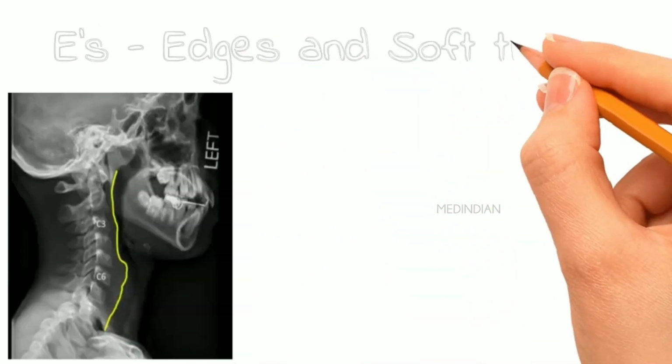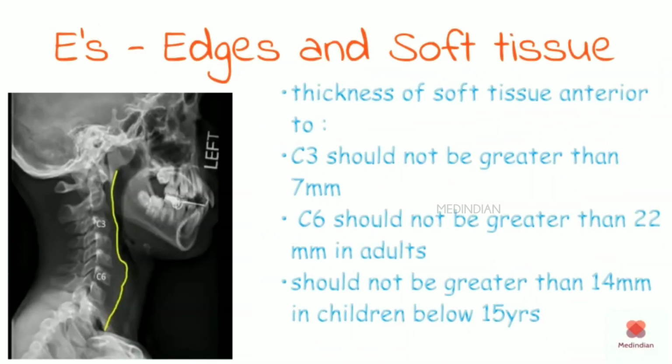And the E indicates edges and soft tissues. Evaluate the thickness of soft tissues anterior to the vertebral body. Anterior to C3 vertebral body, the thickness should not be greater than 7 mm, and anterior to C6, the thickness should not be greater than 22 mm in adults and should not be greater than 14 mm in children less than 15 years.